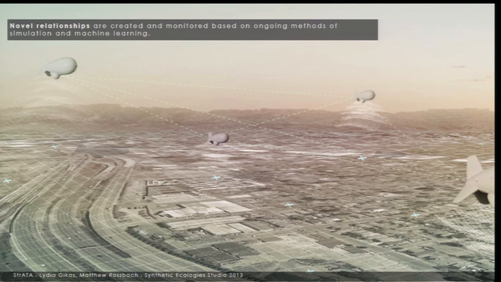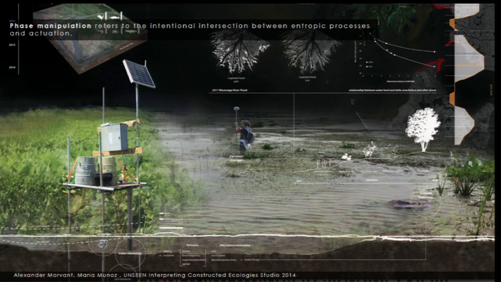The other one here is this idea of novel relationships, and that we often shy away from this and move towards known relationships, but this idea of building or creating these novel relationships actually is a way forward to imagine a new set of landscapes.